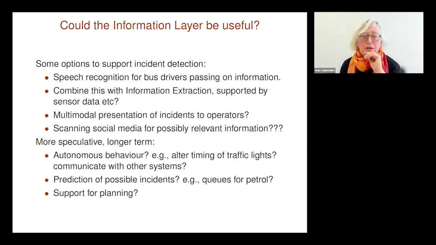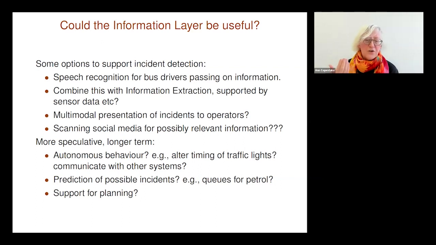More speculatively, longer term, yes, you might want to start having these systems behave more or less autonomously. For instance, altering the timing of traffic lights, which I believe is done manually in response to incidents, so that more things go through. Communicating with other systems, I think this is a really interesting option, and I'm going to come back to that. Prediction of possible incidents, things like queues for gasoline. This causes major traffic jams under some circumstances, and support for planning and so on.